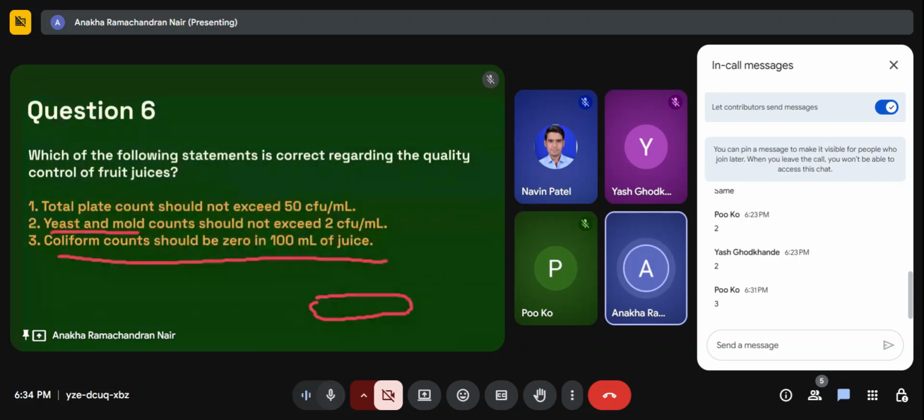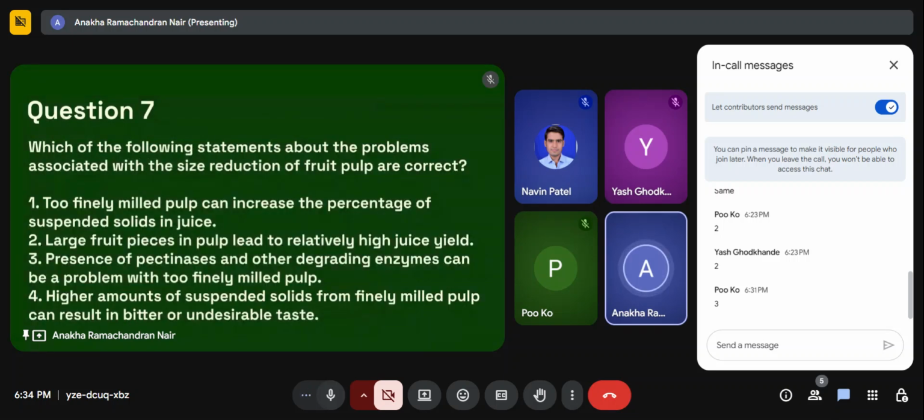Question number 7: which of the following statements about the problems associated with the size reduction of fruit pulp are correct? Option 1: too finely milled pulp can increase the percentage of suspended solids in juice. Option 2: large fruit pieces in pulp lead to relatively high juice yield. Option 3: presence of pectinase and other degrading enzymes can be a problem with too finely milled pulp. Option 4: higher amount of suspended solids from finely milled pulp can result in bitter or undesirable taste. So out of these, which is or are true?